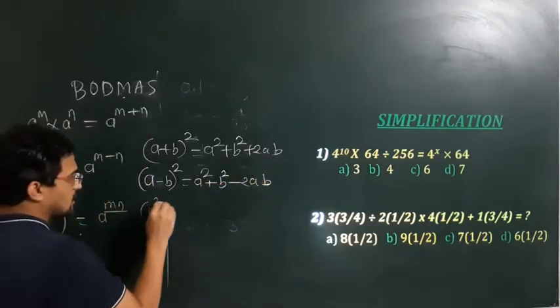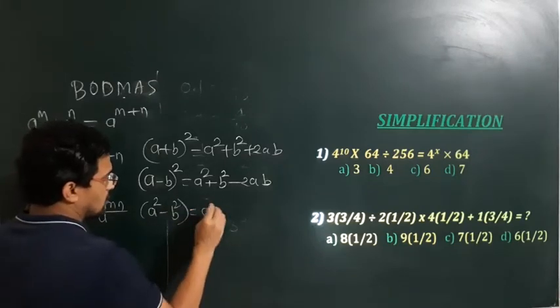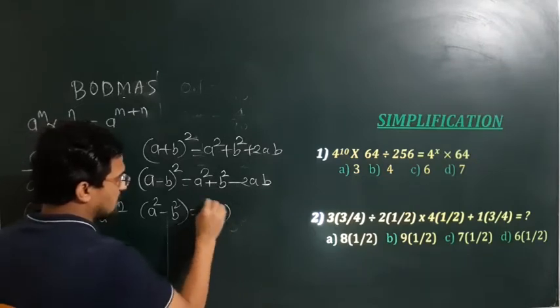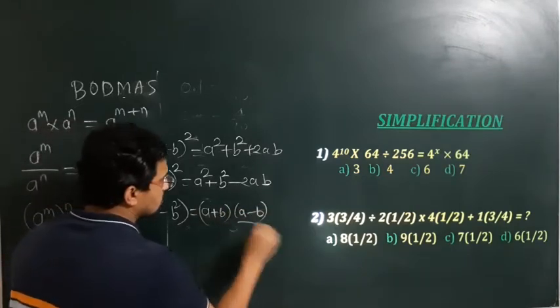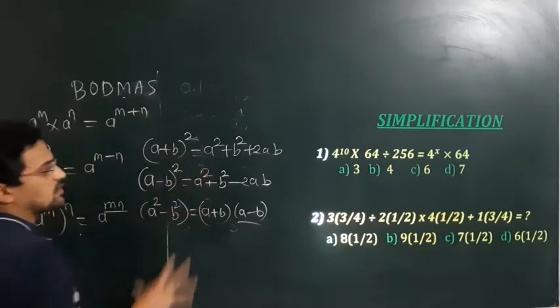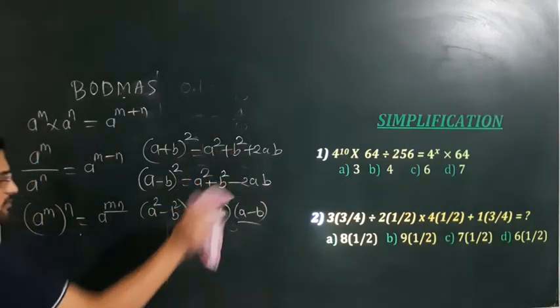And then a square minus b square can be written as (a plus b) and (a minus b), okay. You can use these equations, and how to use them I will tell you in simplification.